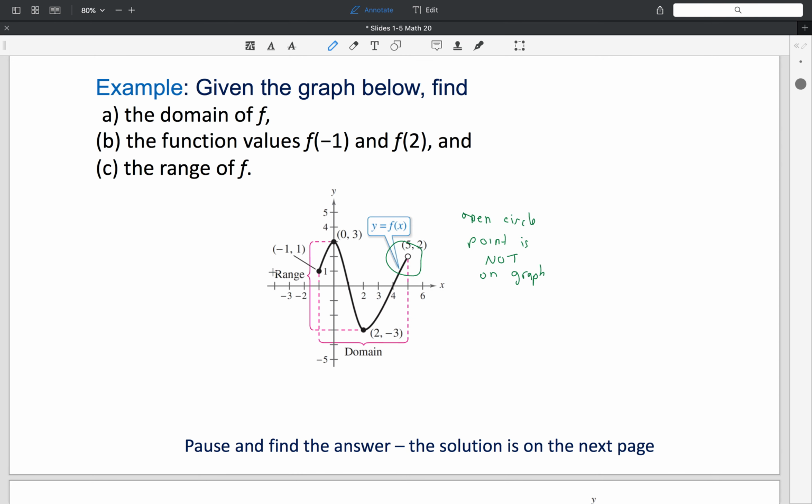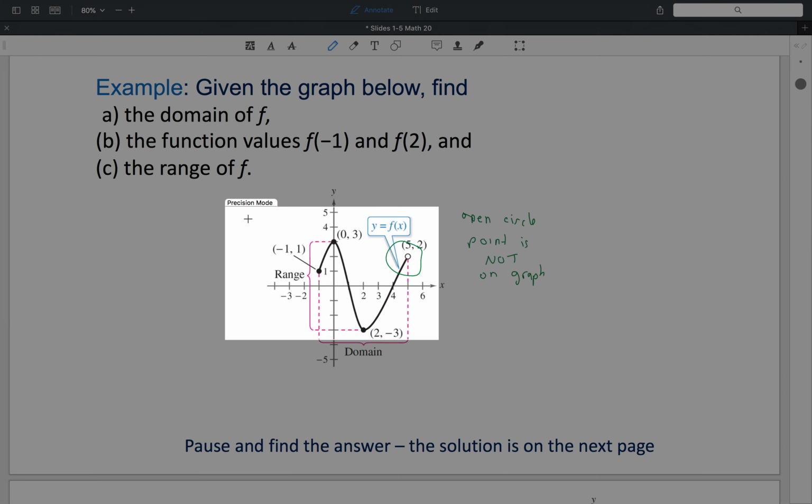Conversely, over here, notice we have a closed point, a filled-in circle. That means the point is on the graph. So again, I'm going to let you work on this. I'm going to hit pause in a second and then go to the next slide. Okay, so hit pause.